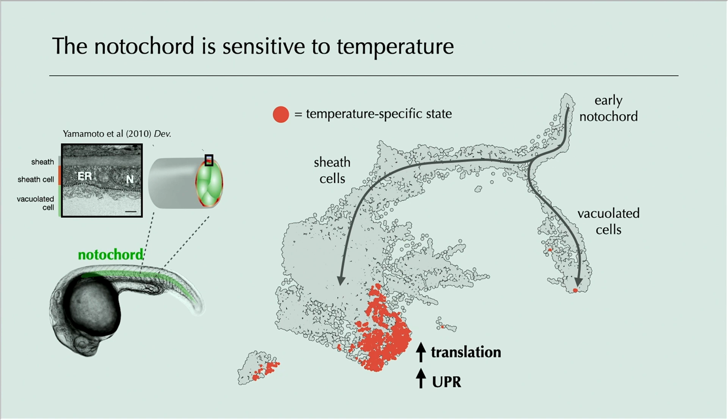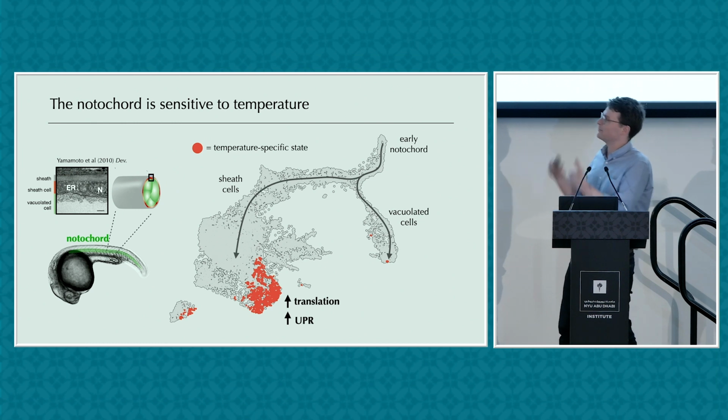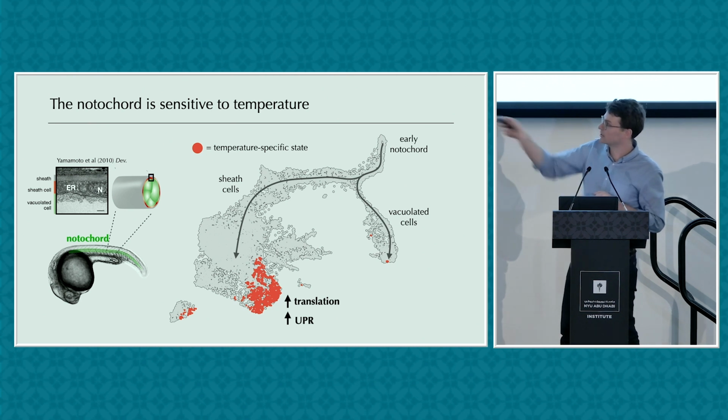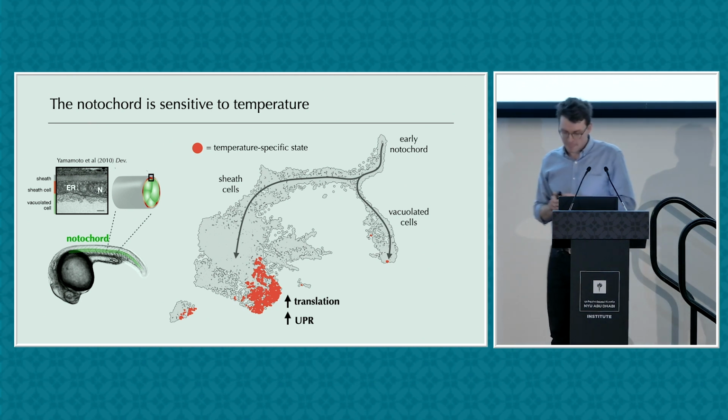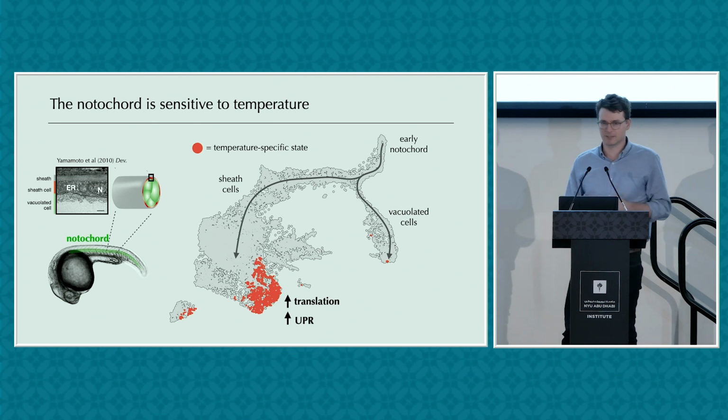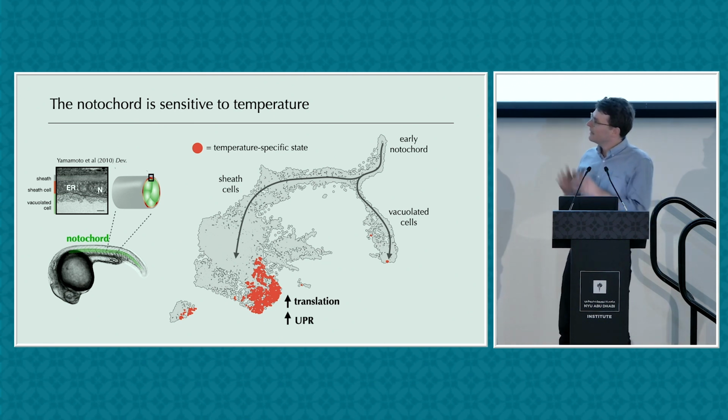Secondly, it's nice that these data also have transcriptomes underneath. We can go in and ask what's actually happening in these cells compared to the rest of the sheath cells. And what they're doing is upregulating translation. So it's a lot of protein synthesis, which makes sense. This is a cell type that secretes collagen to make this sheath. And the other thing it's upregulating is the unfolded protein response. And that also, in a way, makes sense.